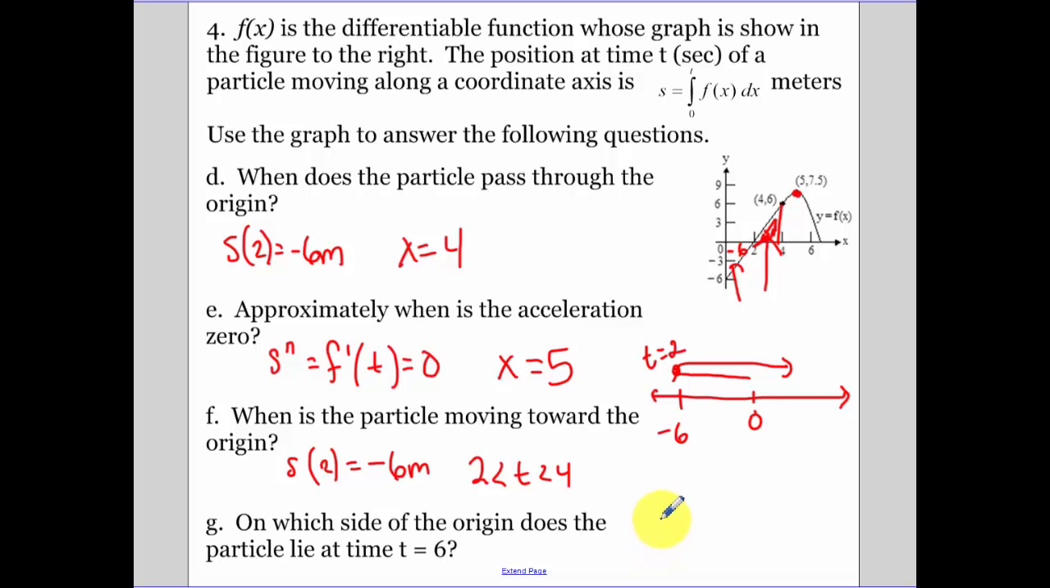On which side of the origin is the particle at t equals 6? So then I'm looking for s of 6, which is equal to the area under my curve from 0 to 6 of f of x dx. So what's my area under the curve? Well, we know here those two areas cancel each other out, so I'm at 0 at time t equals 4. Then I start going somewhere positive. On which side of the origin? On the positive side, because my area is positive, so I started moving even more in the positive direction.